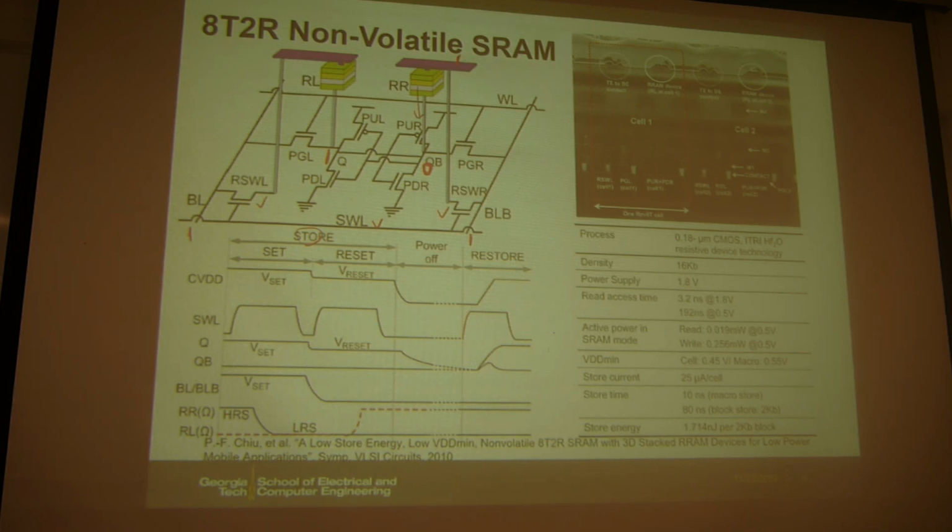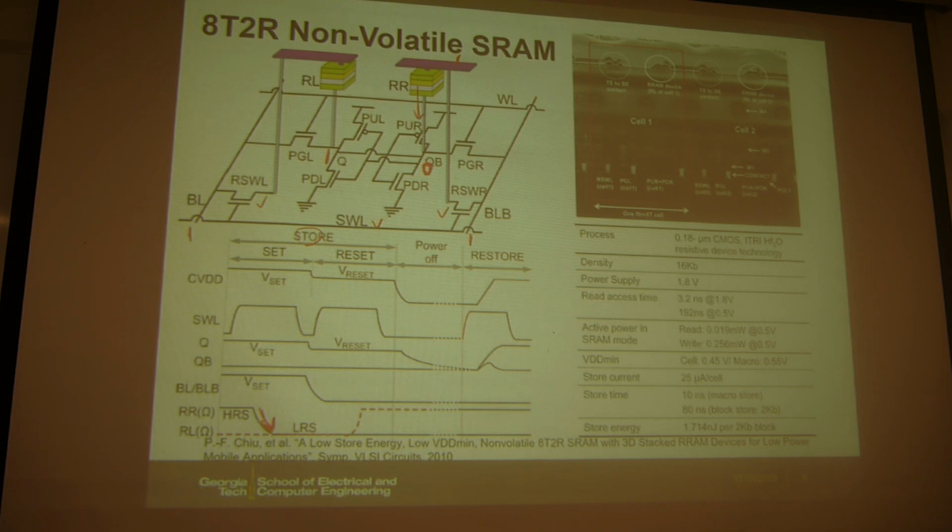And if this is a set direction, then this RR will be set to the low resistance state. So this RR will change here. If initially it's a high resistance state, it will be set to the low resistance state. The resistance will change. Essentially, you are writing the data into the RR, depending on the data pattern you store here. Of course, if your data pattern stored is Q is 0 or Q bar is 1, then the RL will be written. So depending on your SRAM data pattern, either RR or RL will be written.